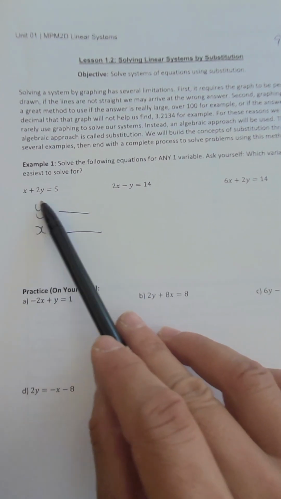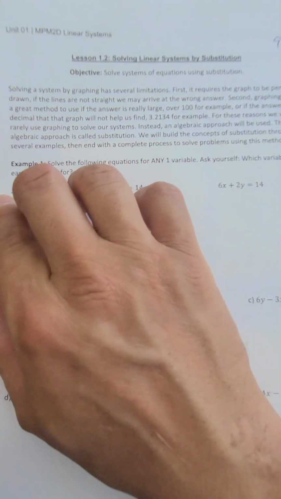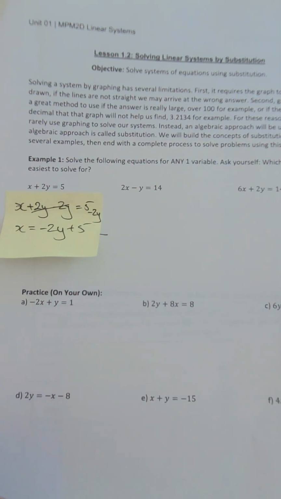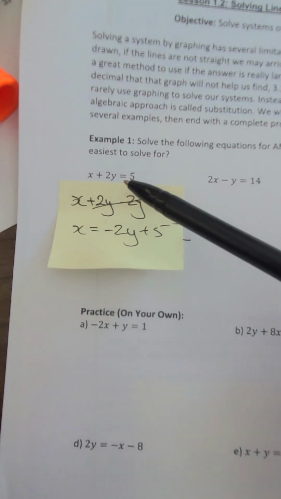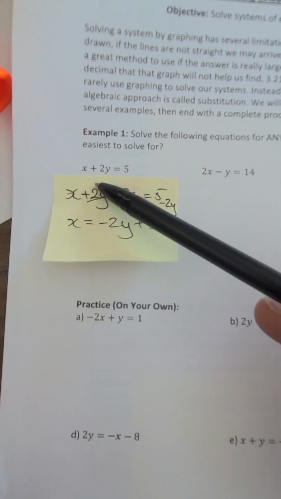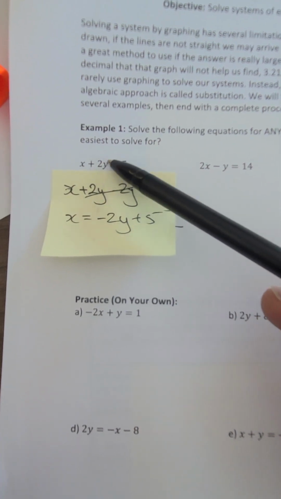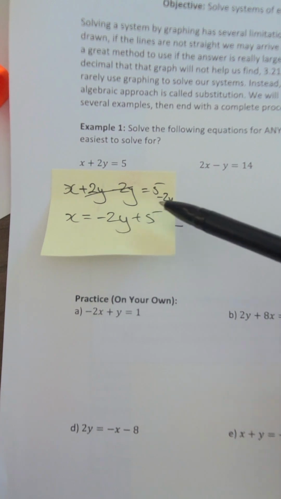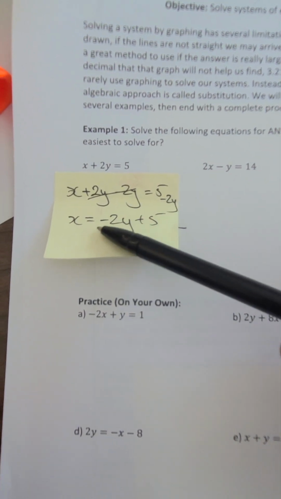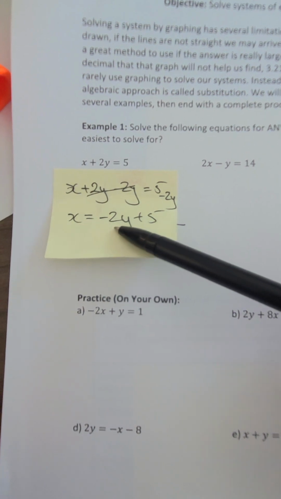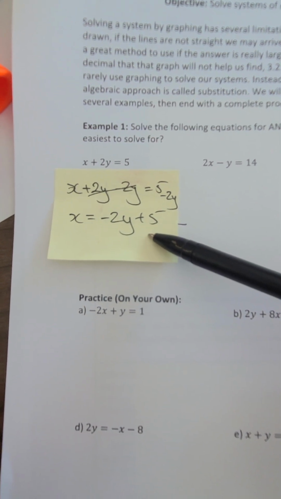So let's look at this particular example here. And I've previously done this question already. So in this question here, I'm going to choose to isolate x because right now it's only one x. I just need to move this guy to the other side by doing the opposite operation. So I subtract 2y from both sides. Now I just have x equals minus 2y plus 5. Okay, so that's what you need to do here.